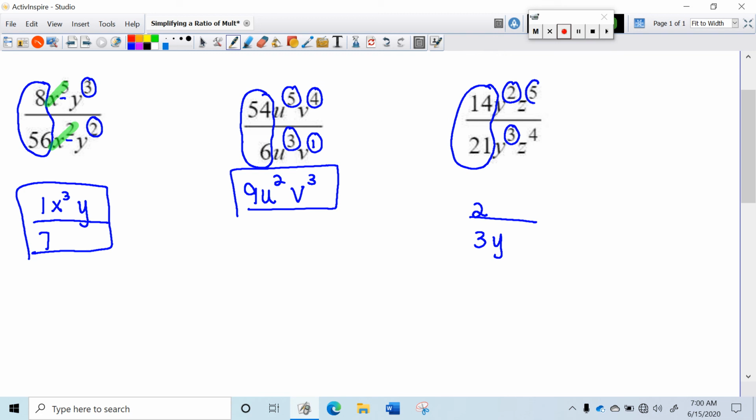For the z's, I have a 5 and a 4. Largest number is 5. It's on the top, which means my z is going to be on the top. Subtract. 5 take away 4 is 1. So, sorry, this is the answer here: 2z over 3y.